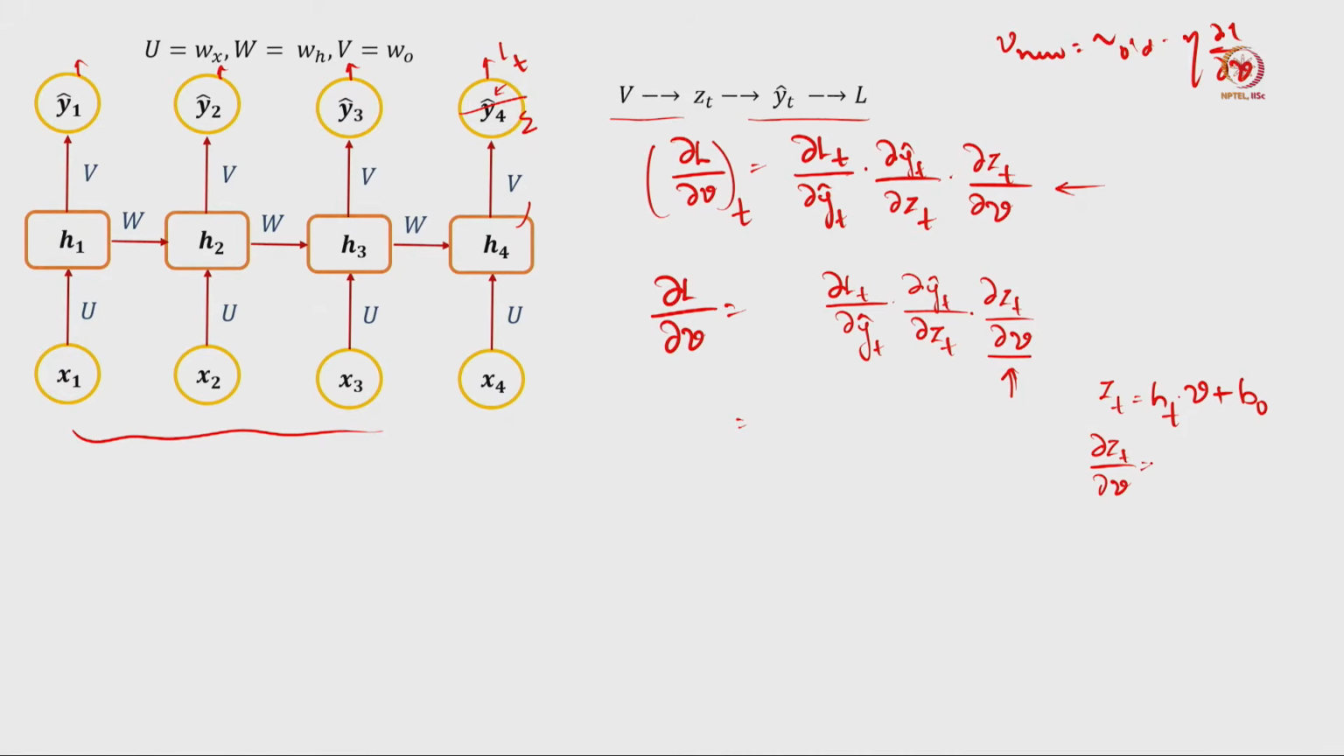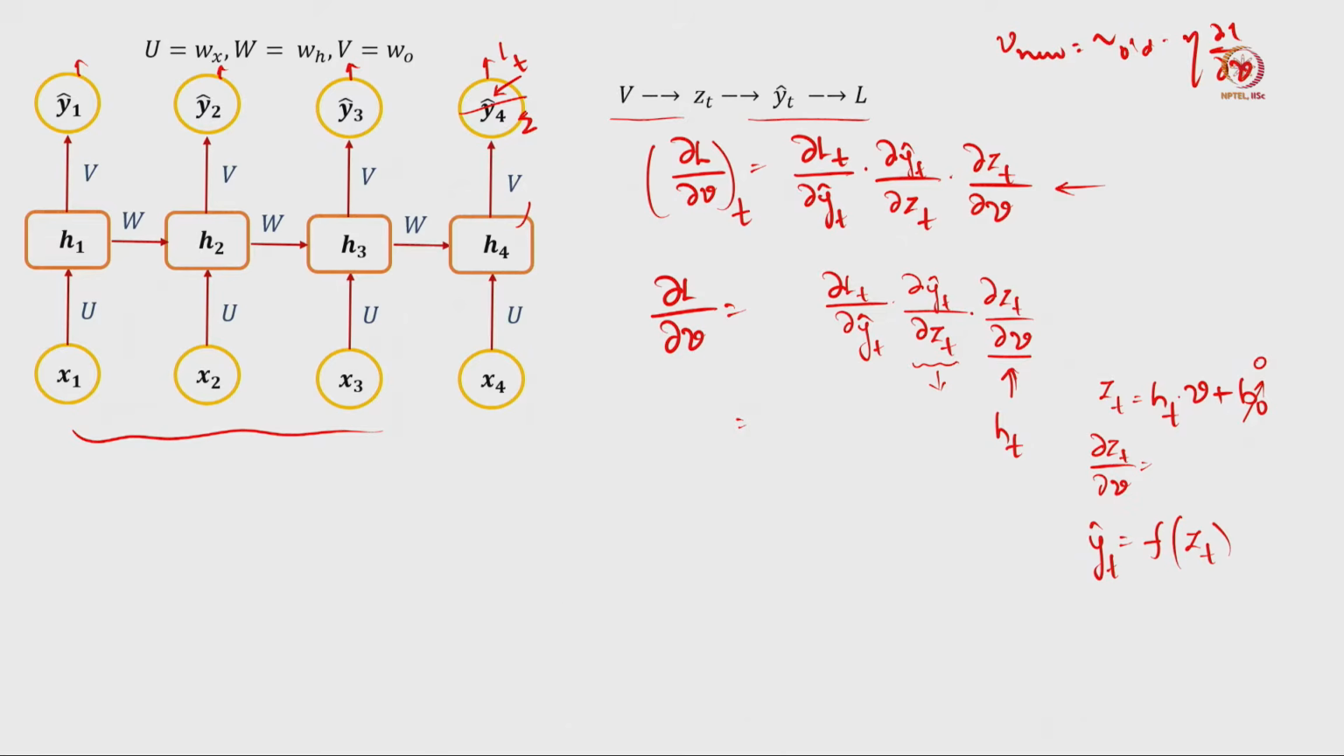So you do not have the V term here, so this becomes 0 and this is HT. Okay, so now let us calculate this term. Once you get ZT, that is the summation, the next step is passing it to an activation function. So YT hat is an activation function applied to ZT, which is Z at a time interval T.